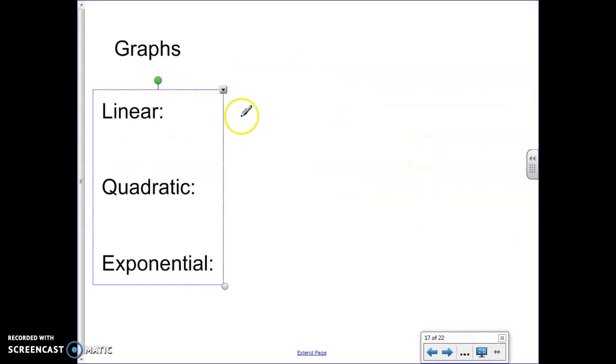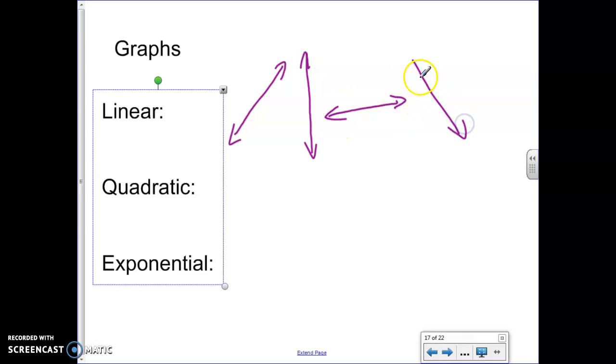But then another type of form that we're going to look at is we could see it graphically. And if you guys remember with lines, if I look at a linear, it's going to look like a line. It could look like that. It could look like that. It could look like that. It could look like that. Okay?